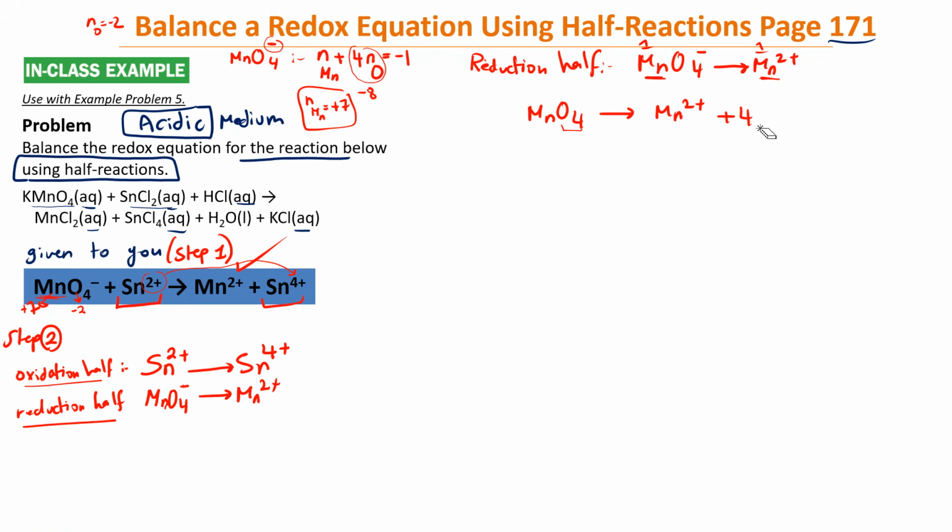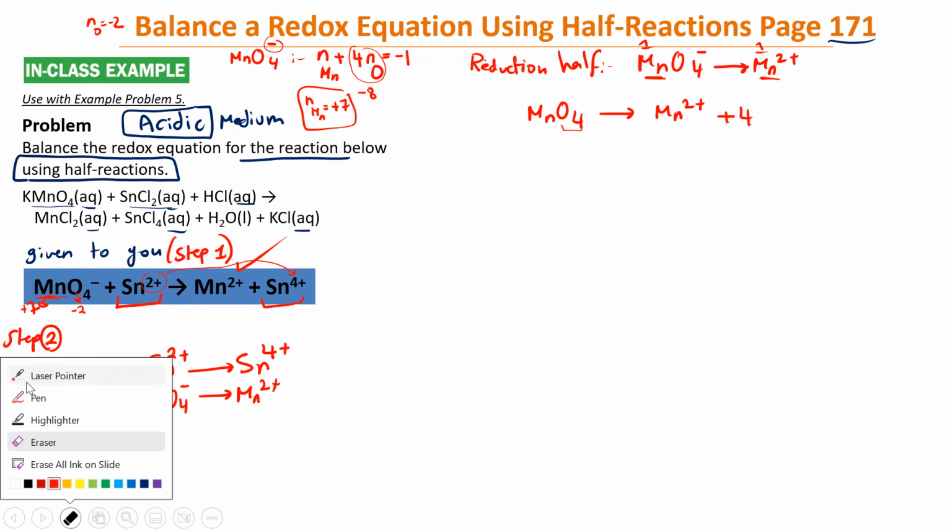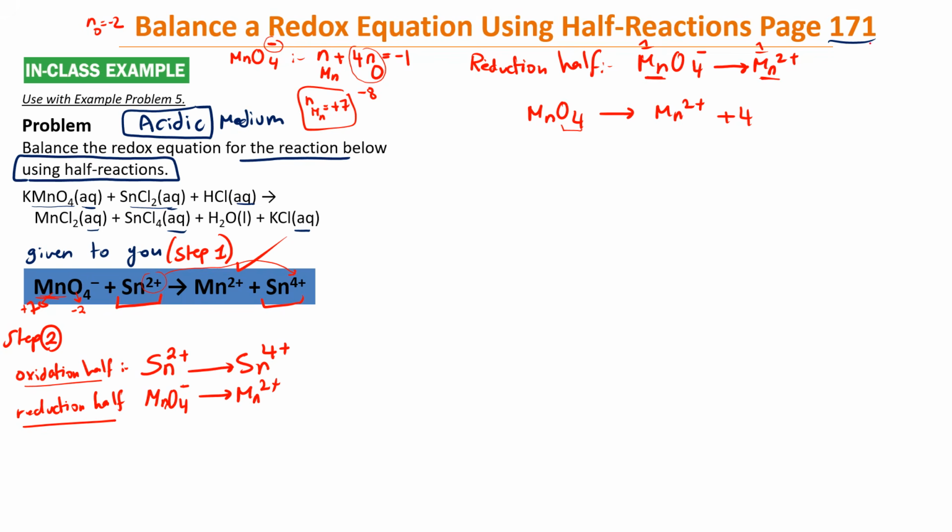What does that mean? You need to add water, H2O. I have 4 oxygens here, and water has 1 oxygen only. So how many water molecules should I add? 4. Because now I have 4 oxygens. Okay? Do you see how that is done?